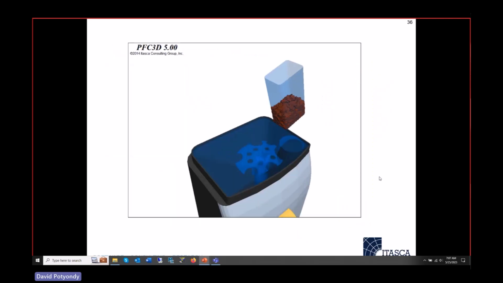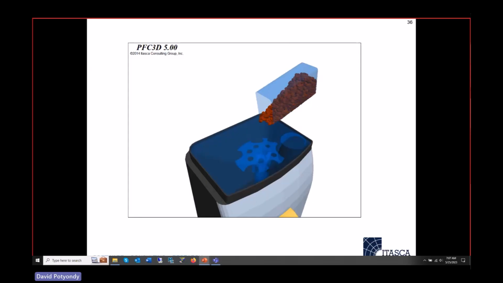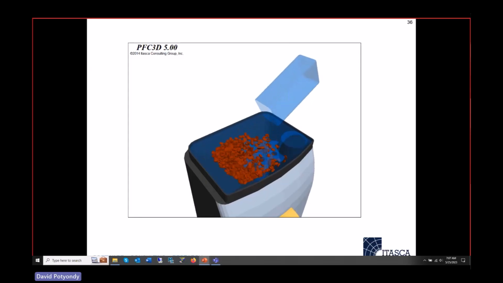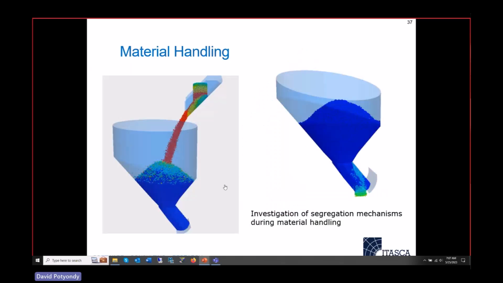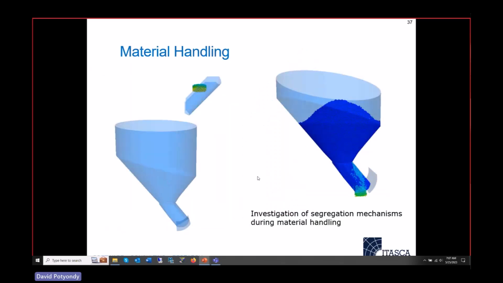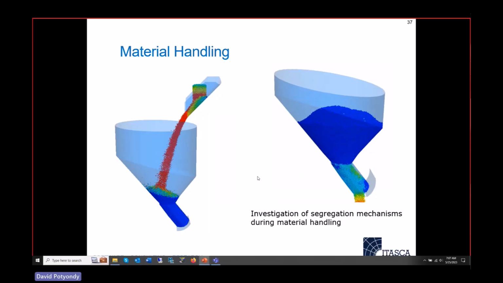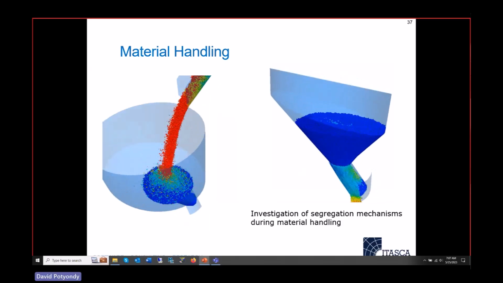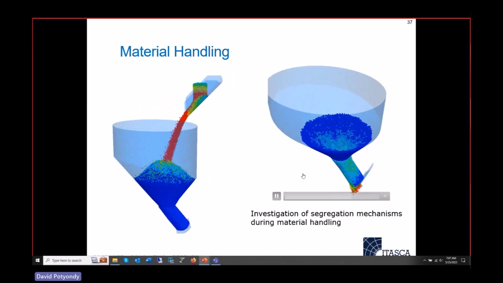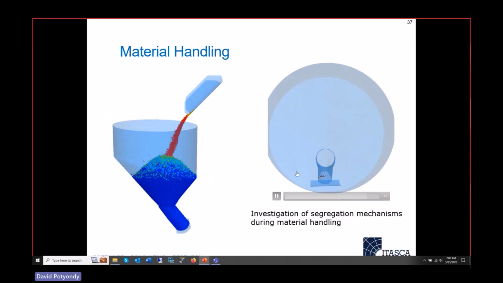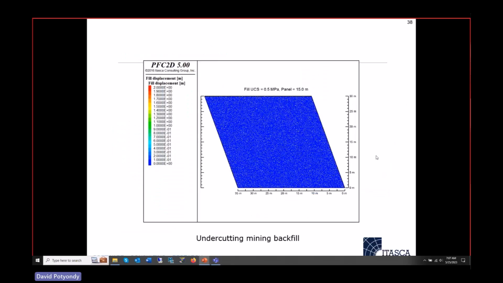Now, just imagine this music going on as you're watching this. Those are coffee beans modeled as clumps thrown into that thing. Here's again some material flow through these bins, flowing through there, looking at the process of what's going on. A lot of people use these types of approaches for materials handling. This is a very cool one.